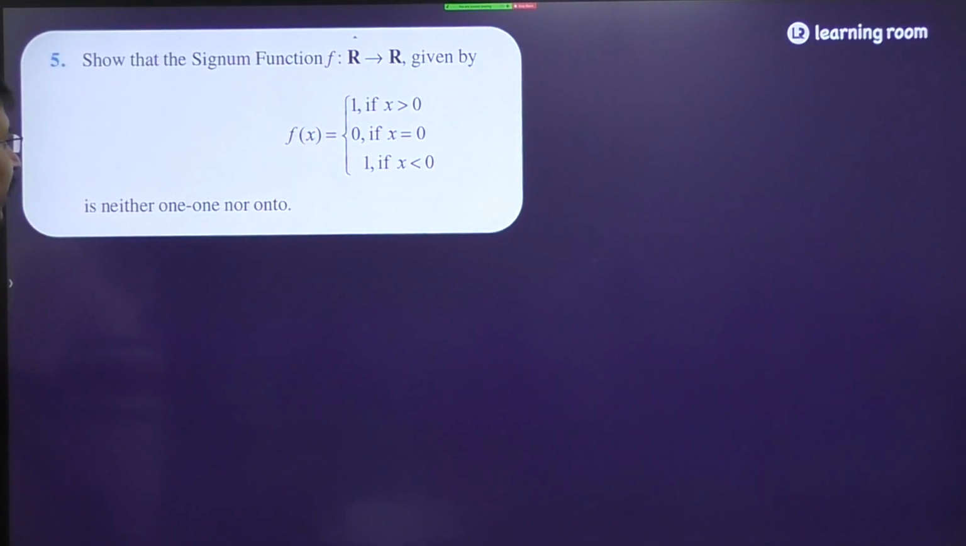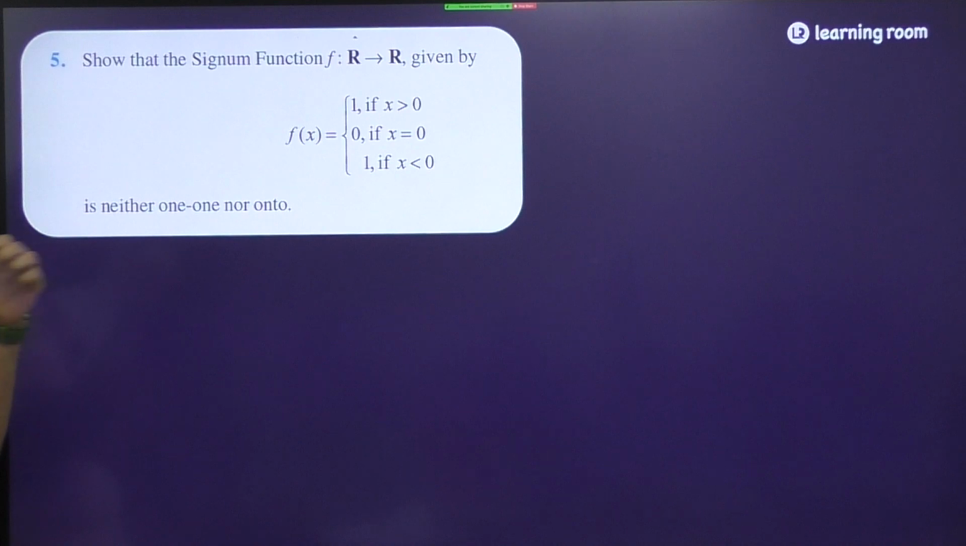So can you tell me what is the answer for this? Show that the signum function f from R to R, given by f of x is equal to 1 if x is greater than 0, 0 if x is equal to 0, and -1 if x is less than 0, is neither one-one nor onto. See, the signum function's definition is already given here.